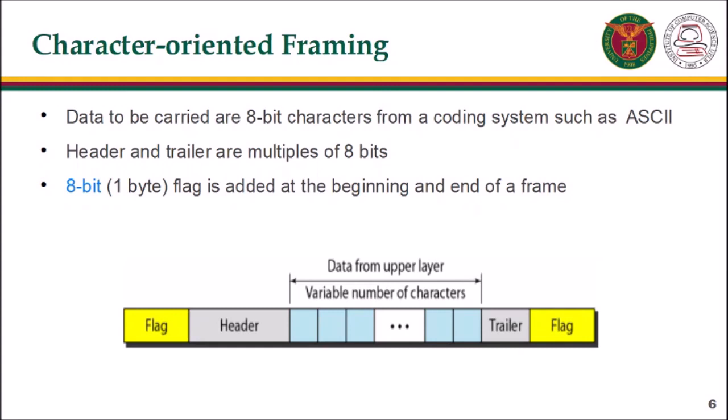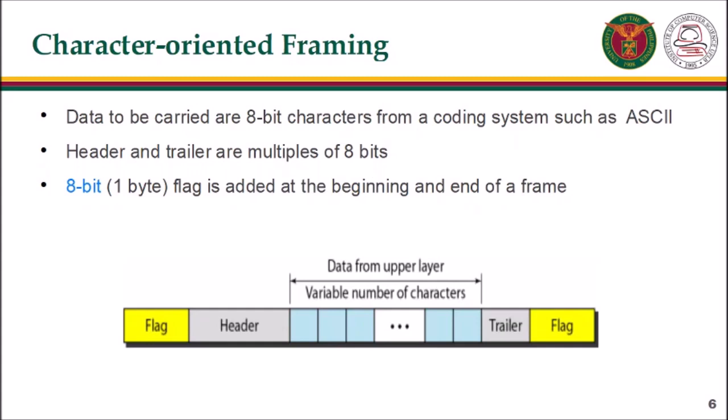In character-oriented framing, data to be carried are 8-bit characters from a coding system such as ASCII. Header and trailer are multiples of 8 bits. An 8-bit flag is added at the beginning and end of a frame. Character-oriented framing was popular when only text was exchanged by the data link layers. The flag could be selected to be any character not used for text communication.